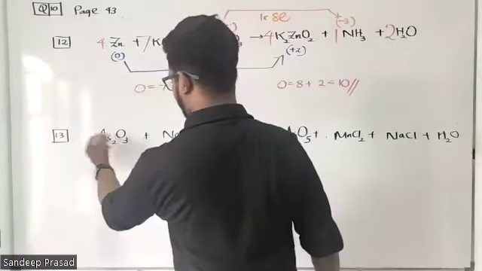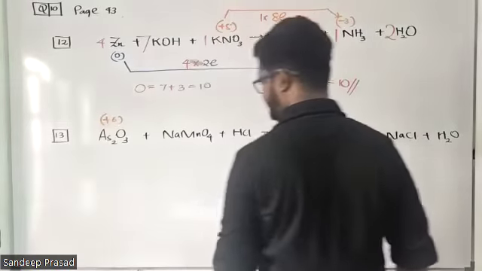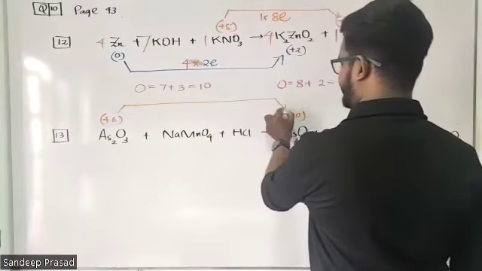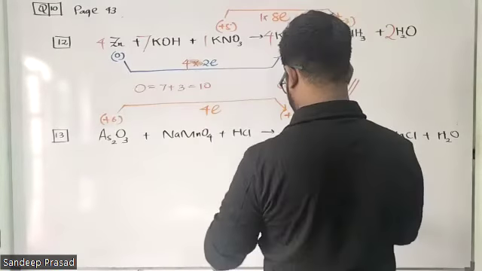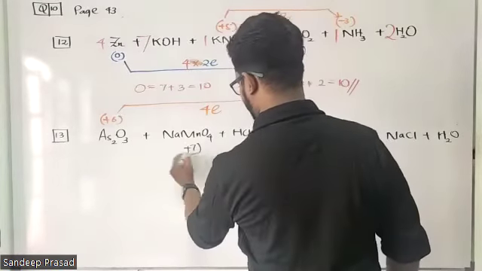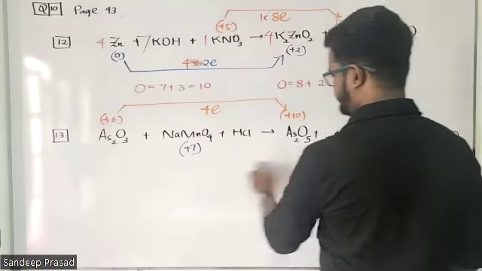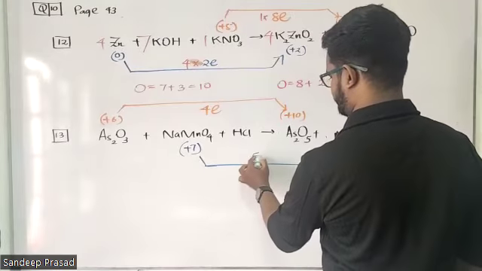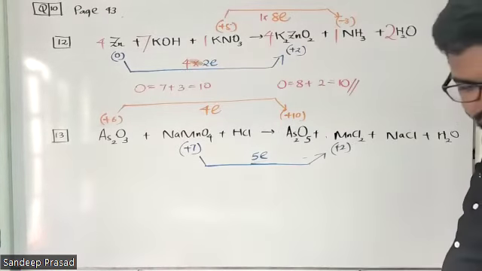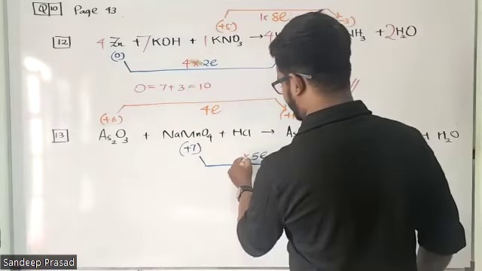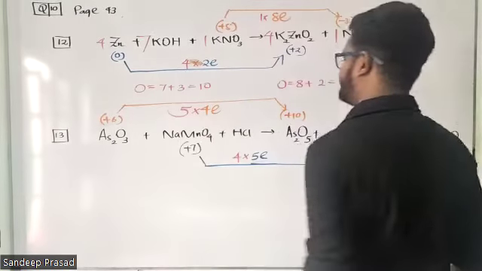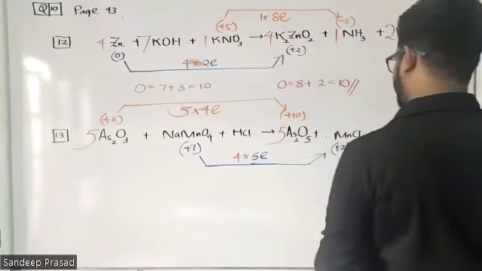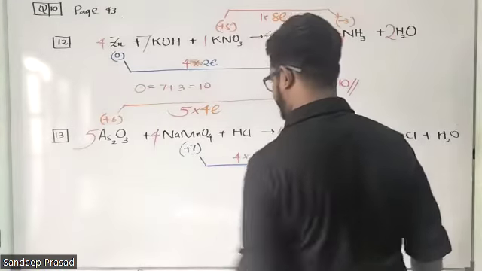Look at the 13th one. There are two arsenic atoms. Oxidation number will be +6 here, and here +10. +6 to +10, you can see that increment is 4 electrons. Manganese, here you can see that oxidation number is +7, and here +2. +7 to +2, decrement is 5. Then we can equalize increment and decrement. That means you are going to multiply this one by 4 and this one by 5. Put 5 here, 5 here, 4 here, 4 here.